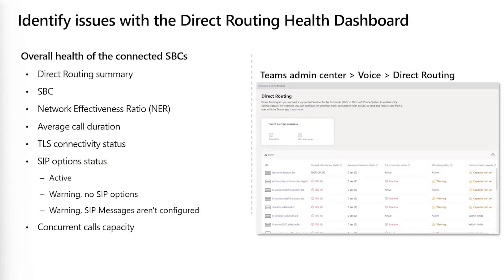There's a direct routing health dashboard as well. So information on things like average call duration I just mentioned, the network effectiveness ratio. That is, is a call completed? Now, even if, let's say, you call me and I send the call to voicemail, that's still a successful call. So that call was completed. It reached its destination even though I didn't answer the phone. It sent it to voicemail. So that factors into the network effectiveness ratio.